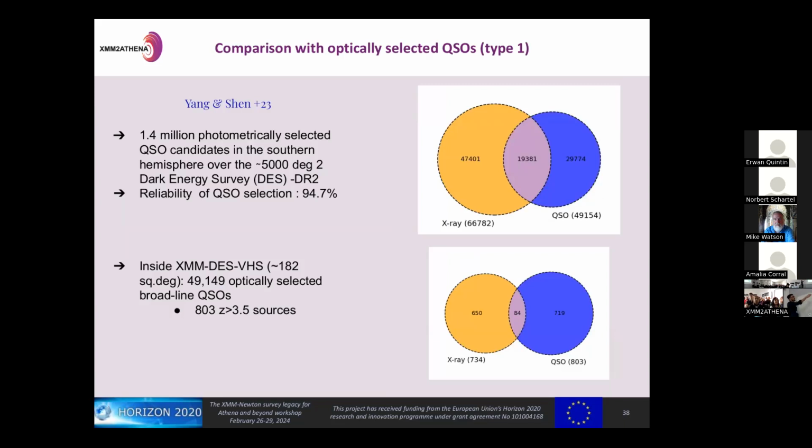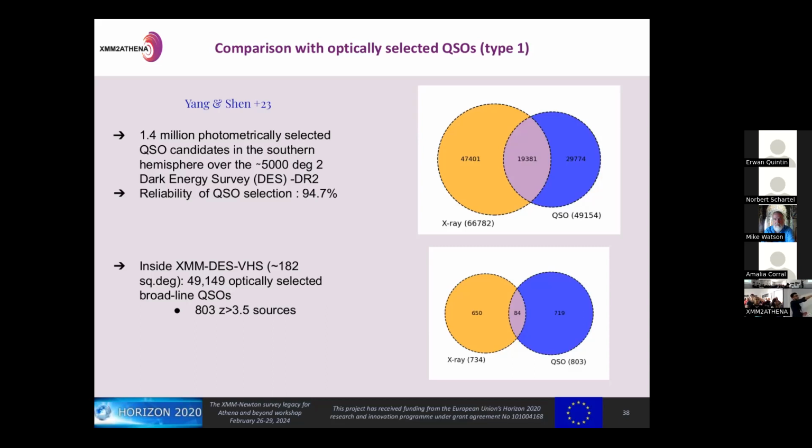So there was a 2023 paper from Yang and Sen, who selected in the same area, the DES area, almost 1.4 million QSO candidates. The selection is supposed to be of broad-line sources, and the reliability is very high, 95%.